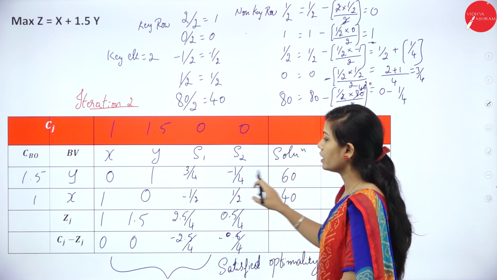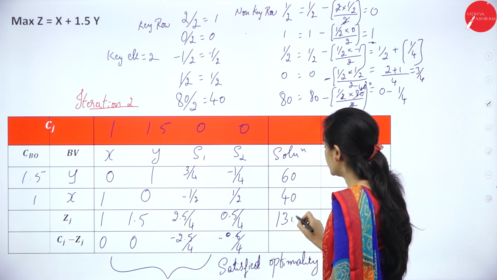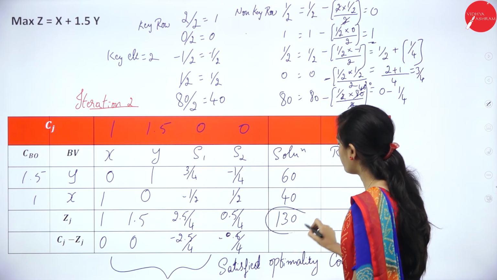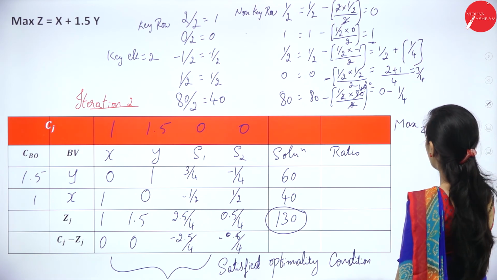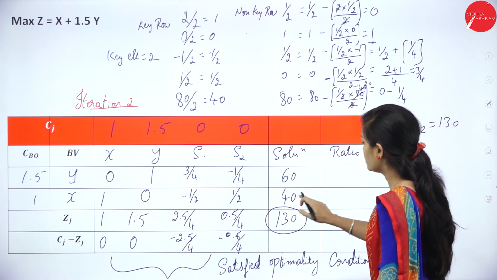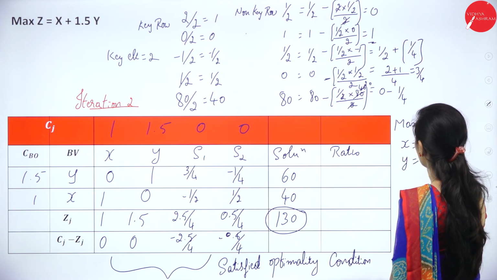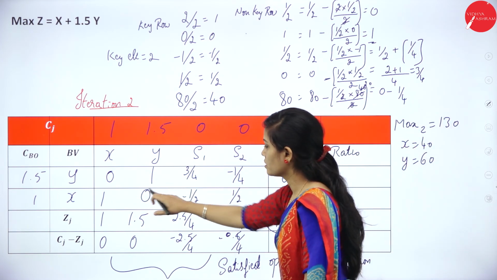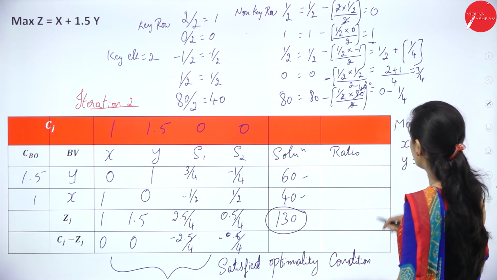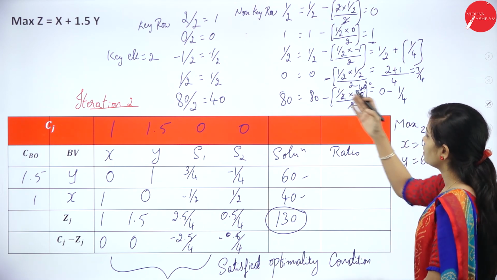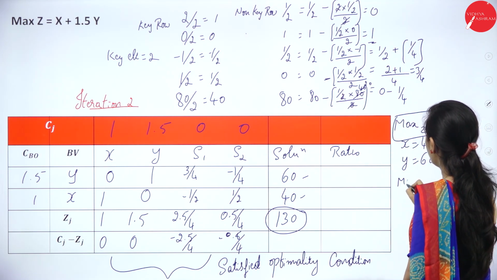Also you can find the Z value here: 1.5 into 60 plus 1 into 40, you will get 130. So max Z is equal to 130, X value is 40 and Y value is equal to 60. You can cross verify the answer.